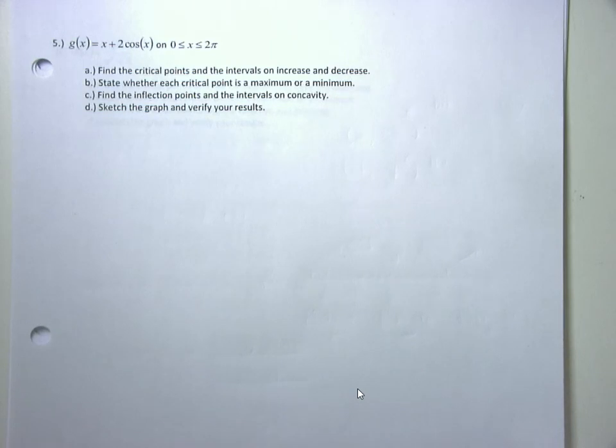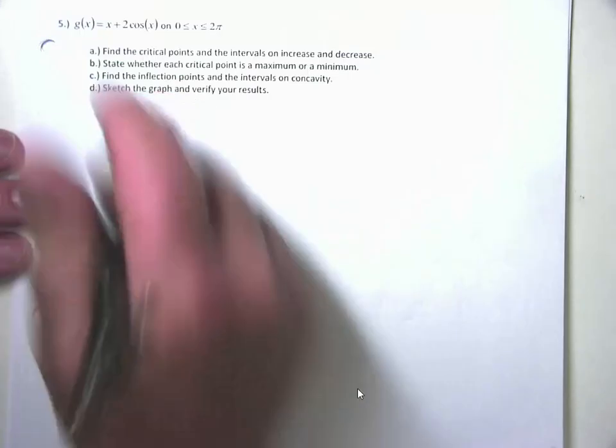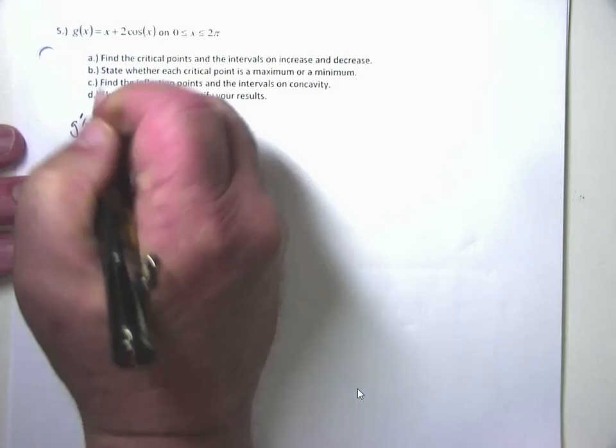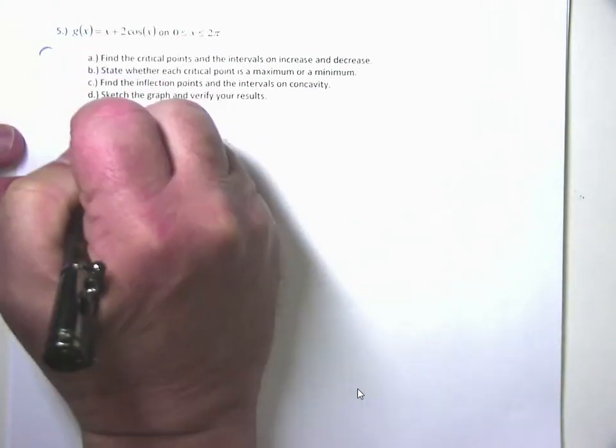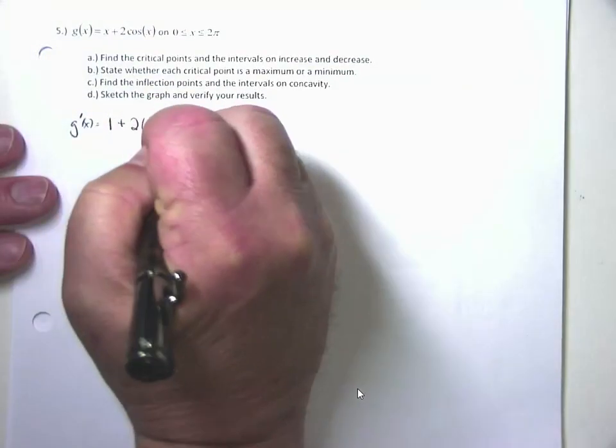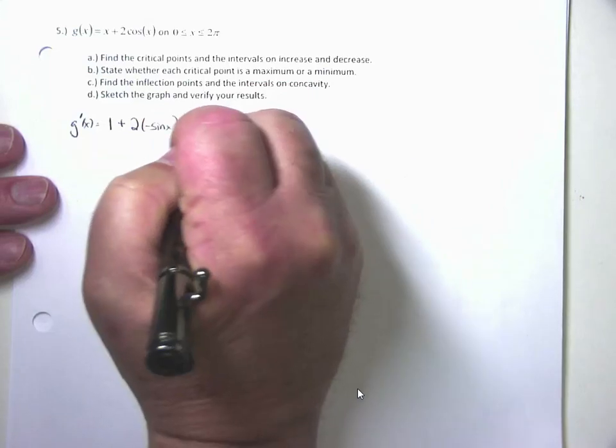You with me? All right, same directions here. We want to find the critical points and intervals of increase and decrease. Want to find the critical points, the first thing you got to do is you got to take the first derivative. What's the derivative of x? 1. Plus 2 is a constant. What's the derivative of cosine of x? Negative sine of x. And we're going to set him equal to 0 and solve.